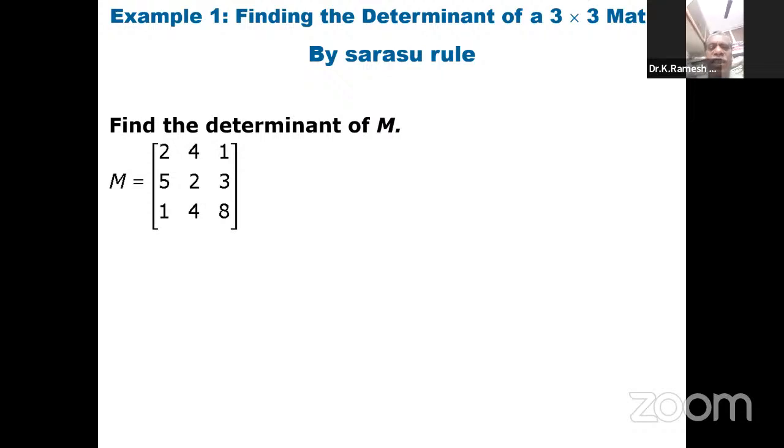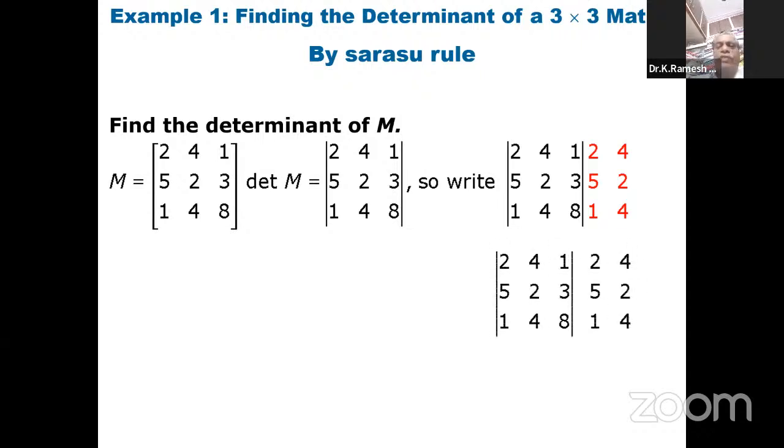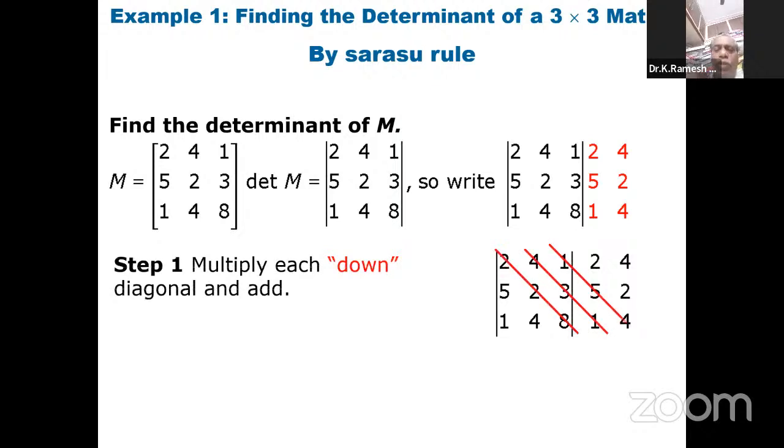Next slide is by Sarrus rule. So determinant can also be found by Sarrus rule. If you want to find the determinant by Sarrus rule, what you have to do is put column 1 and column 2 elements alongside the determinant of the matrix. So you put column elements beside the determinant of this matrix, that is 2, 5, 1, and also the second column elements, that is 4, 2, 4. Then you find the product of diagonals downwards, taking 3 elements as shown in the diagram.